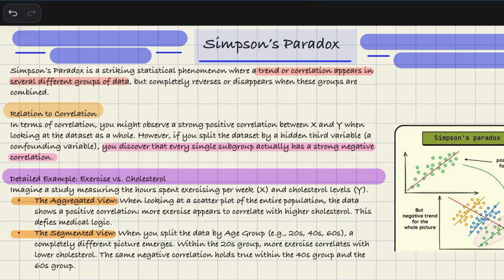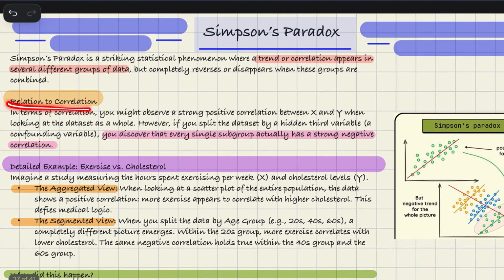So in terms of correlation, you might look at a combined chart and see a strong positive correlation. But if you split the data set apart by a hidden third variable, you suddenly discover that every single individual subgroup actually has a strong negative correlation. So let me show you how this happens in the real world. Alright, so let's look at this particular correlation. There's an example of exercise versus cholesterol. So let's look at this concrete example.